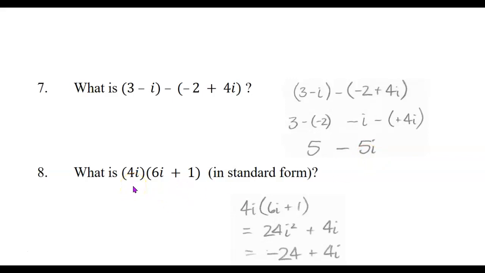Number 8, we are multiplying 4i times 6i plus 1. 4i times 6i would be 24i squared, plus 4i times 1 would be 4i. But we don't want to leave it like that. That's not in standard form. When you see i squared, remember that's just negative 1. So 24 times i squared would be negative 24. That would be the real part of the answer. So we get negative 24 plus 4i.